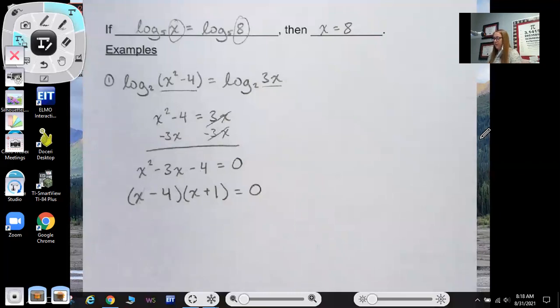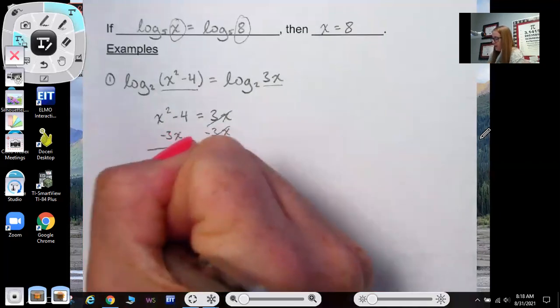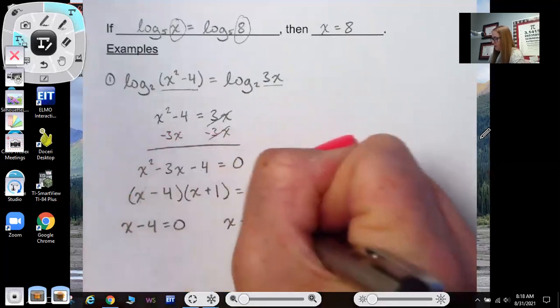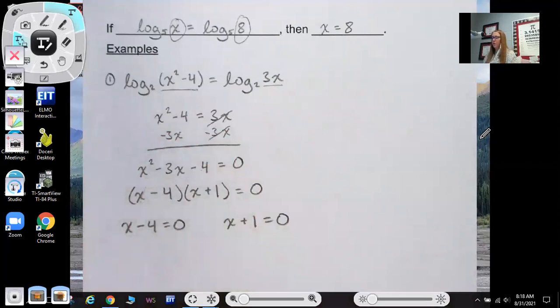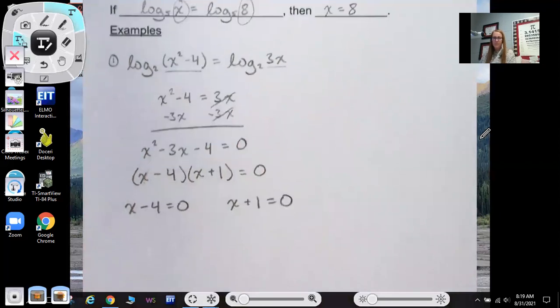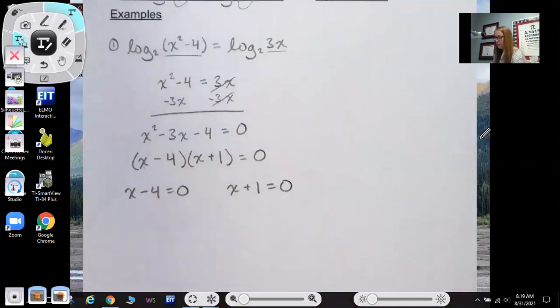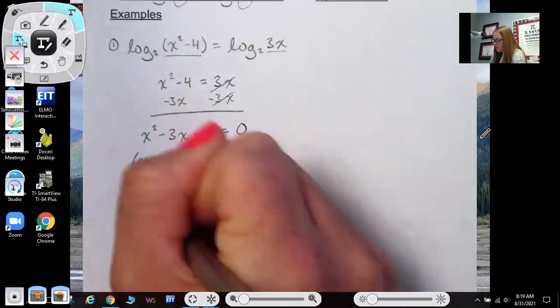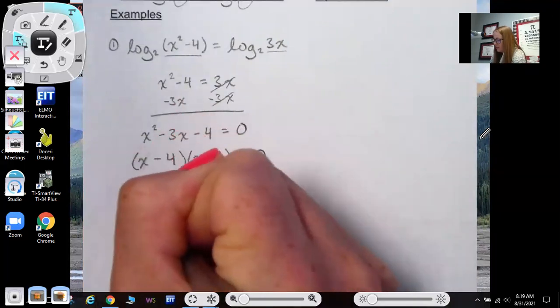Okay, after you have your factors, we set each factor equal to 0 separately, because in order for these two factors to multiply together to be 0, one of them would have to be 0. And now we just solve each of these equations for x. So get x by itself. Add 4 to both sides to get x equals 4.